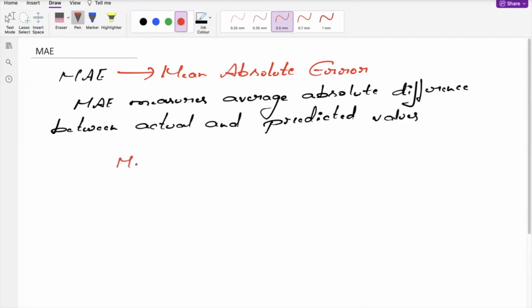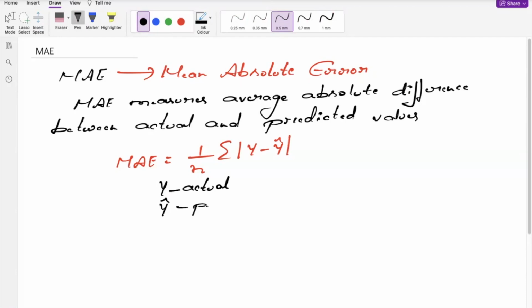And the formula is given by MAE equals 1 over n, summation of the absolute difference between actual minus predicted. So we all know that y is basically called actual and y hat is predicted, and n represents the number of observations.